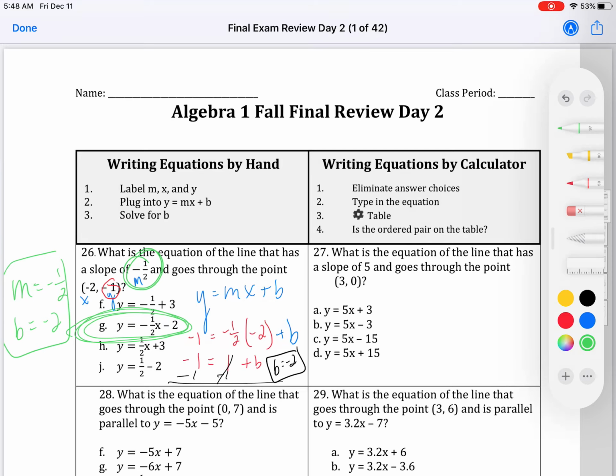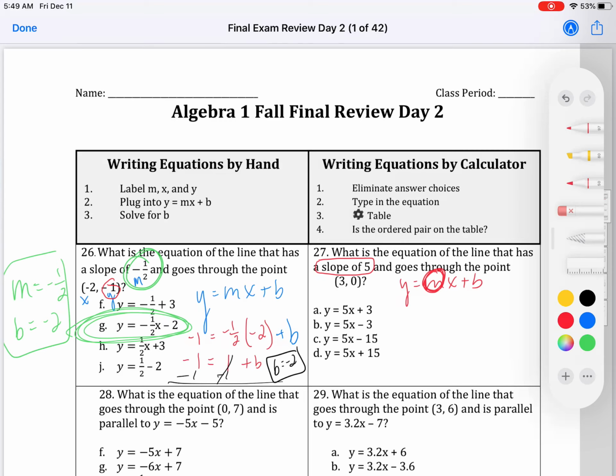What is the equation of the line that has a slope of 5 and goes through the point 3, 0? So step 1, I'm going to eliminate answer choices by knowing that my slope is 5. So slope is 5 means that the number in front of the x, the m is the slope, that number has to be a 5. So if I look at all of these, that's a 5, that's a 5, 5, and 5. So there's no answer choices I can eliminate because all of them have a slope of 5.